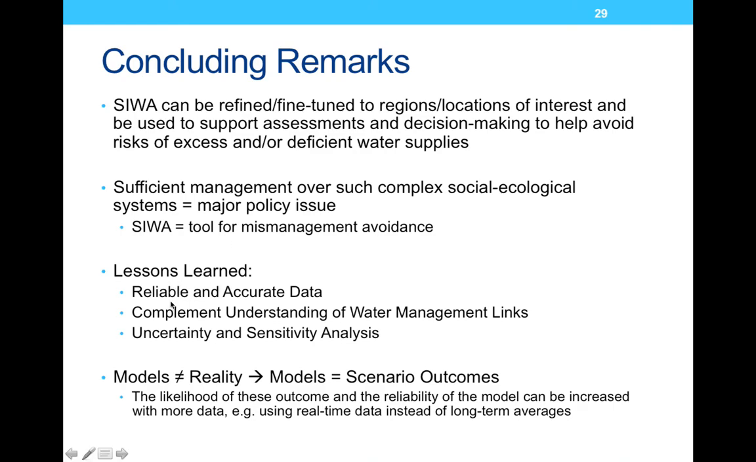Lessons learned through these very preliminary exercises is that there's a need for reliable and accurate data, and I'll also talk a little bit about this in my commentary. But you can certainly complement your understanding of water management by doing modeling exercises like this and understand better your uncertainty and your sensitivity of the results through these simulations. Now, it's always useful to remember that models are different than reality, and models should be viewed more to look at likely scenario outcomes and try to use that to support decision making.